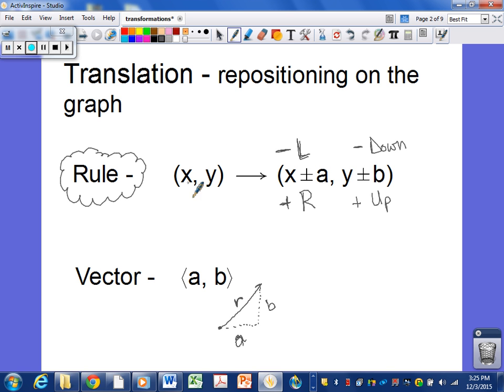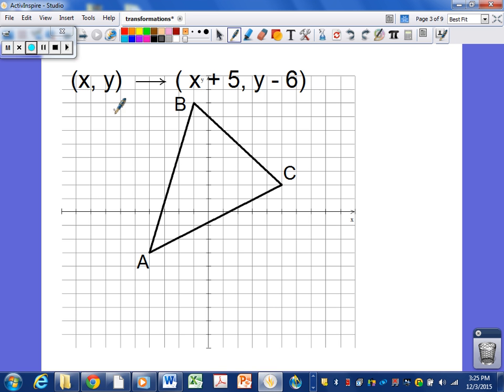But we're going to use a rule. So our next problem is a translation that involves a rule. Here I have a triangle ABC on a nice grid, and I'm going to take every point and change it to x plus 5. So I'm going to add 5 to every x value, or move everything 5 units to the right.